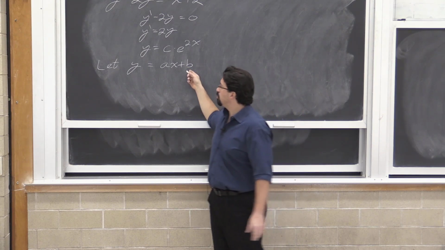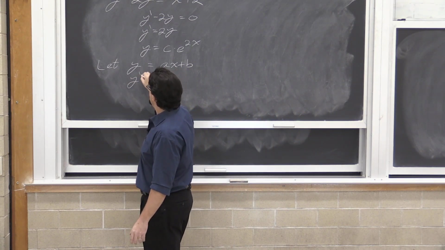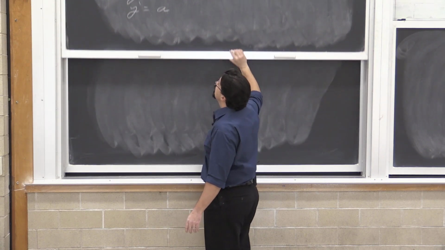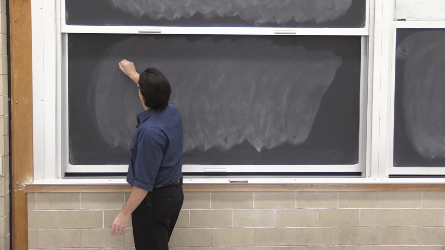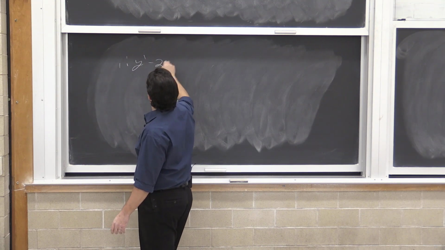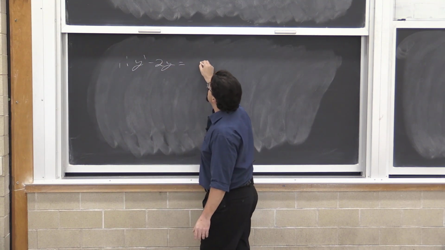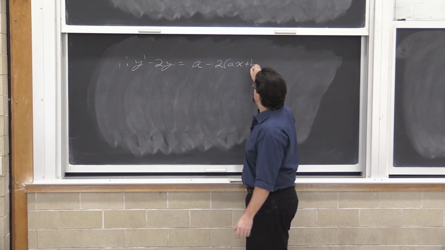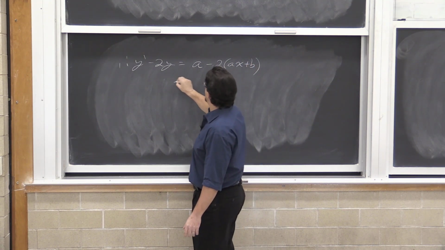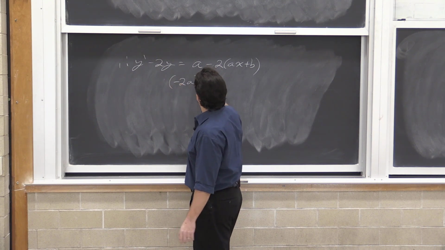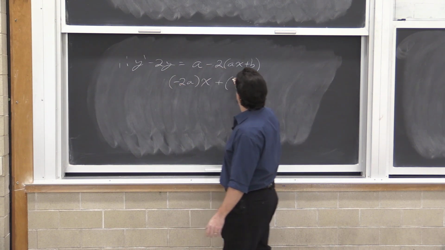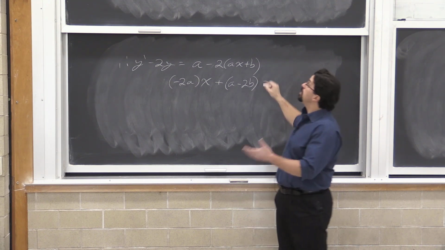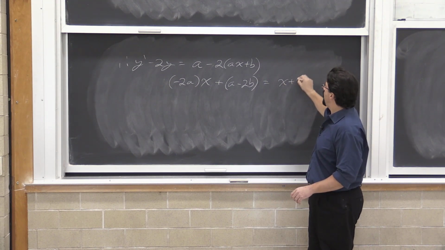We begin with y is equal to ax plus b. That means y prime is equal to just a. And now we can try to solve. y prime minus 2 times y is equal to a minus 2 times ax plus b. And so we have negative 2a times x plus a minus 2b. And this right here we want equal to x plus 2.